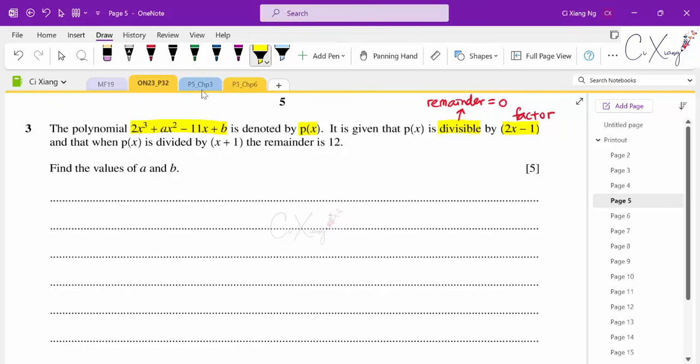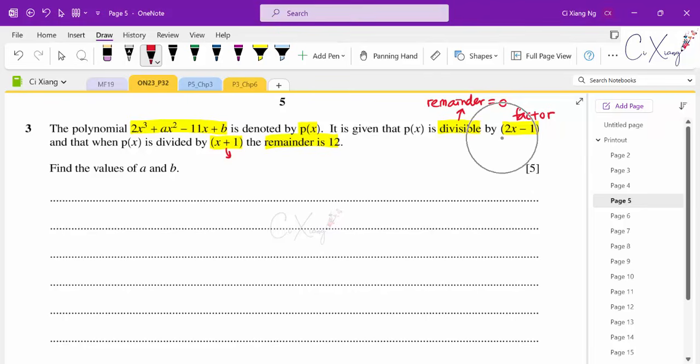Okay, then after that, when p(x) is divided by x plus 1, the remainder is 12. So the x plus 1 here we call the divisor, and we are having the remainder 12. Then for this question, they want us to find out the values of a and also b. Generally they are giving you these two pieces of information, and we can use the factor theorem and also the remainder theorem to get the answer.